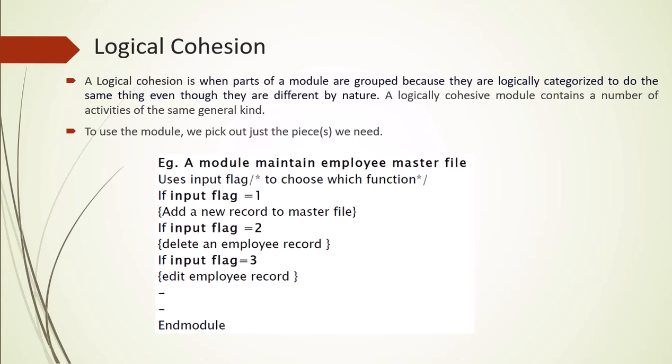A module maintains the employee master file. If the input flag is 1, meaning we select one particular option like radio button 1, what will happen? Add a new record to the master file. If we select option 2, or the input flag is 2, what will happen? Delete an employee record. And if we select flag 3, option 3, then edit the employee record.